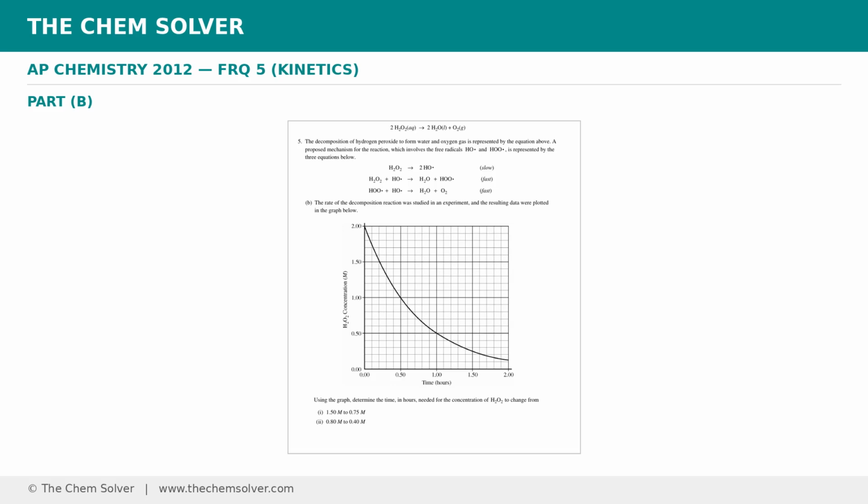below. Using the graph, determine the time, in hours, needed for the concentration of H₂O₂ to change from 1. 1.50 molar to 0.75 molar, 2. 0.80 molar to 0.40 molar.